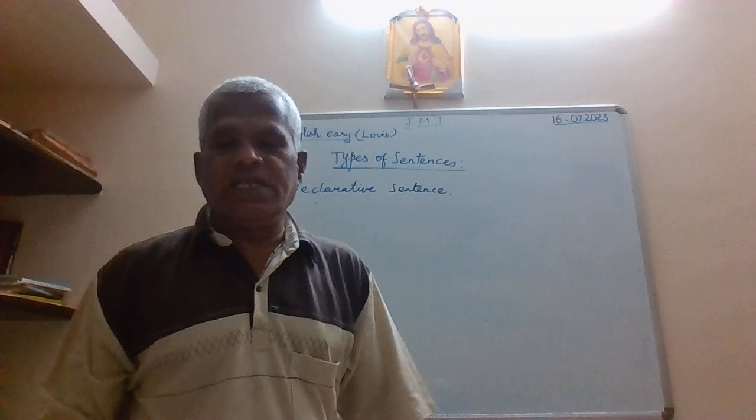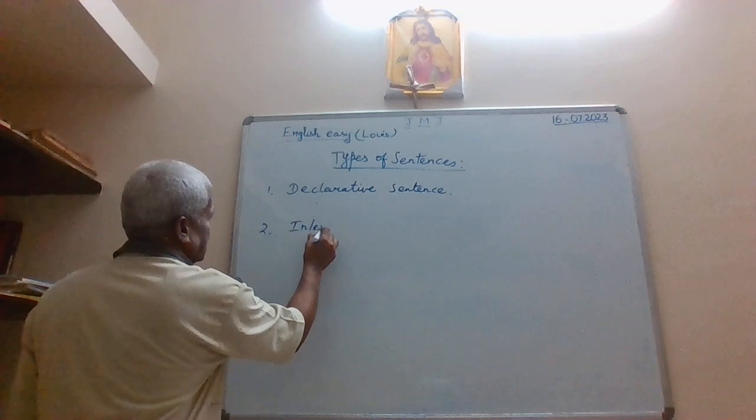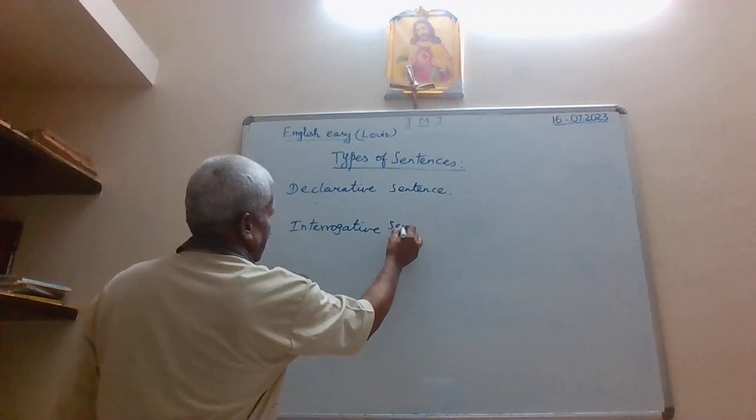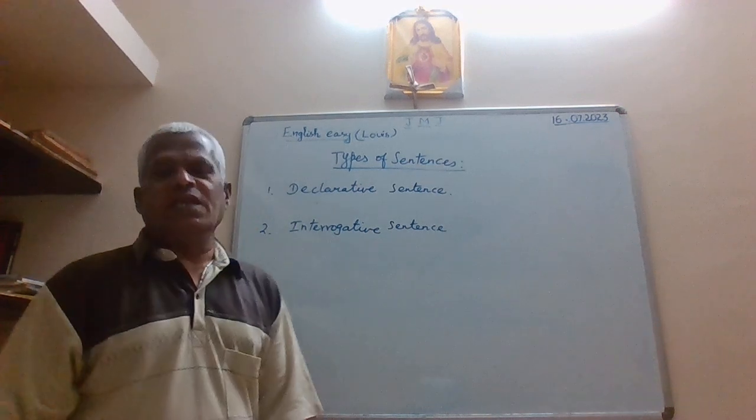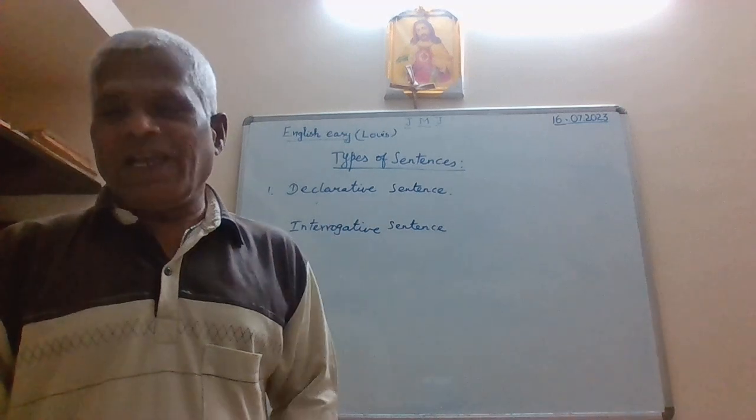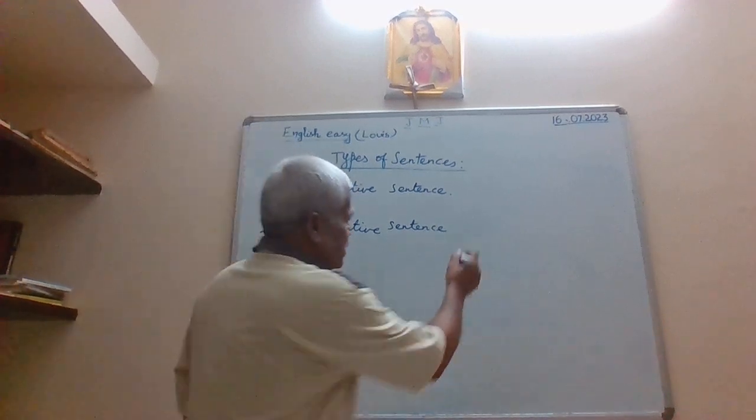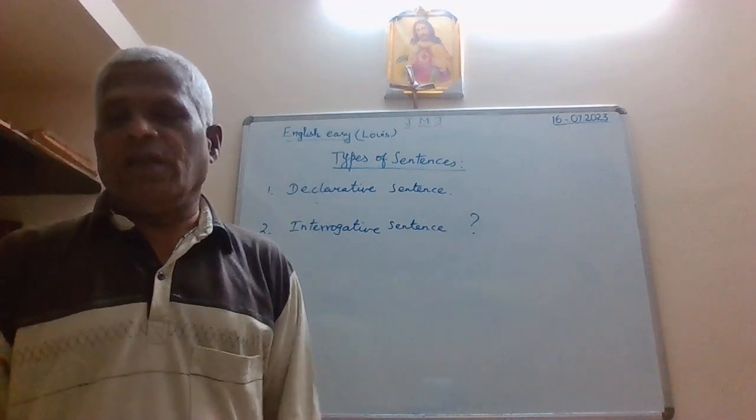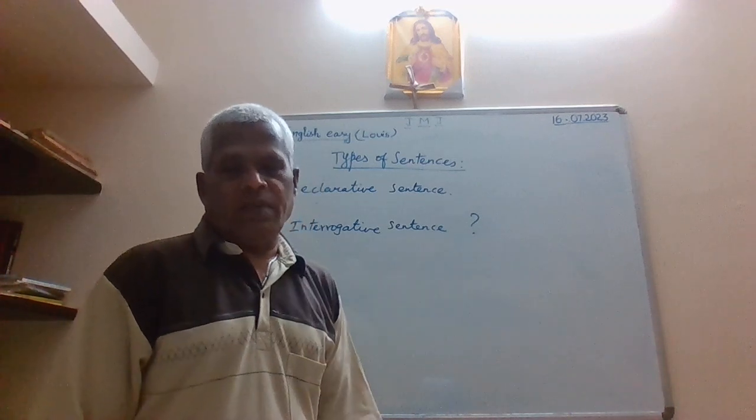Now the second type of sentence in English is known as the interrogative sentence. When I say interrogative, immediately your mind should go to what? The question mark. Interrogation. When you hear the word interrogation, immediately your mind should think of a question mark there.